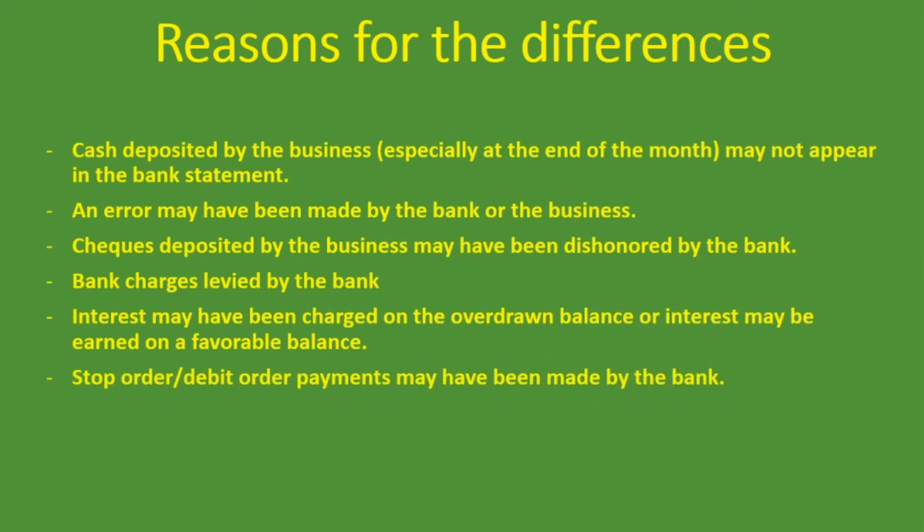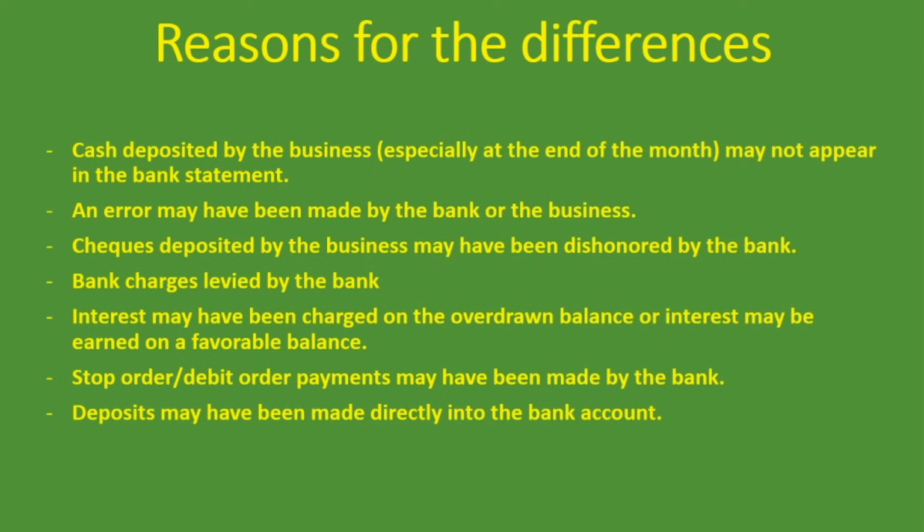Stop order or debit order payments may have been made by the bank. So when a debit order goes off in our bank, we will see it in our bank statement, and only then will we record it in our books. Deposits may have been made directly into the bank account. So a customer may have paid directly into the bank account. So until we receive the bank statement, we will not have seen it. So we will only record it after the bank statement has been received. That is another reason for the differences.